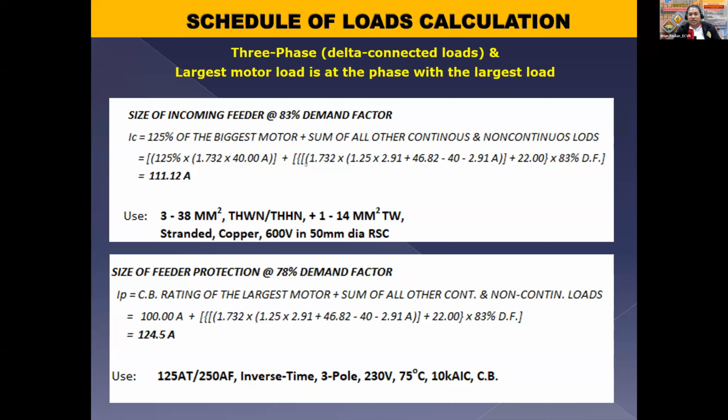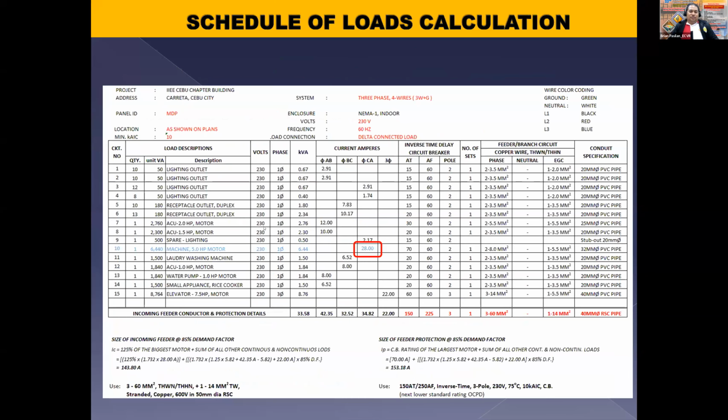Okay, same pa rin, square root of 3, nandyan yan. Then demand factor is dito lang sa sum of other loads, no? Just reminders lang, no? Dito, bakit may square root of 3? Kasi si highest motor load is not a three-phase motor. So, we need to get the equivalent three-phase current niya. Okay? So on and so forth.